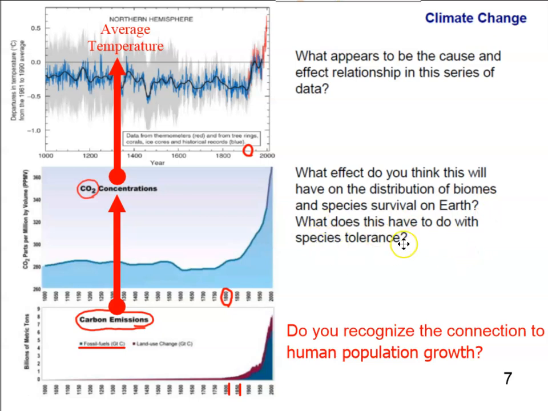So what does this have to do with species tolerance? Species tolerance refers to the ability of species to tolerate a change, whether it be a temperature change or a moisture change. And so species that are more tolerant are going to do better than species that are less tolerant. And the less tolerant species are the ones that are probably going to go extinct as a result of climate change.